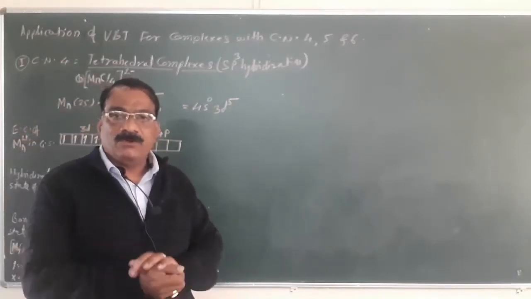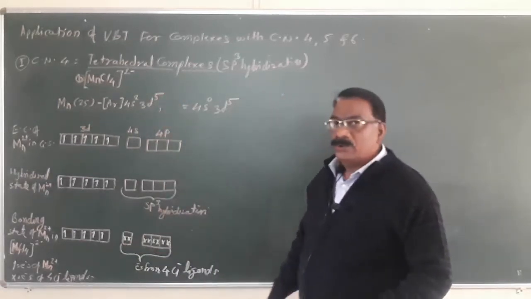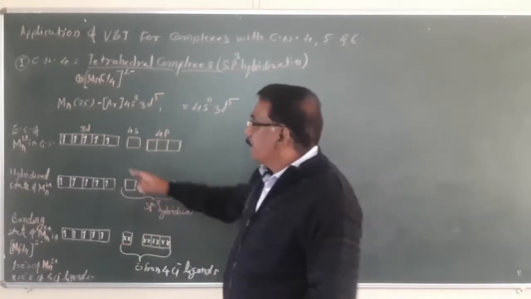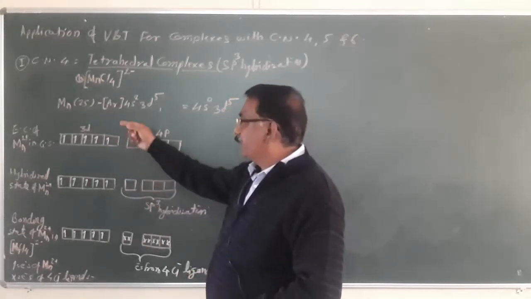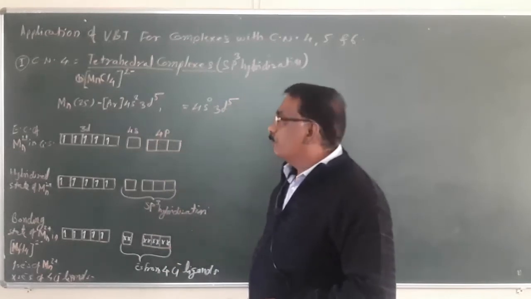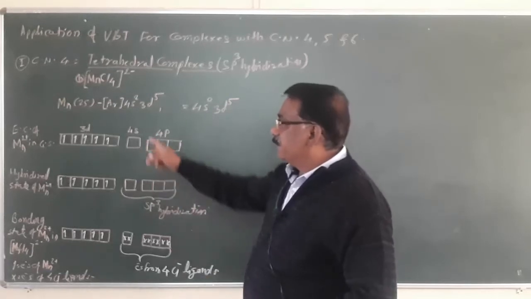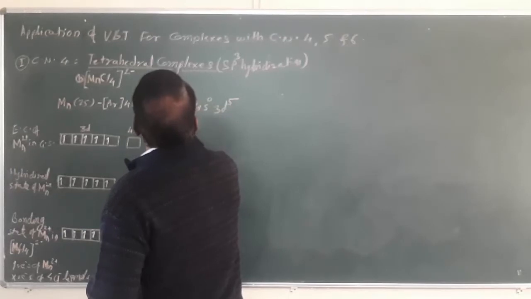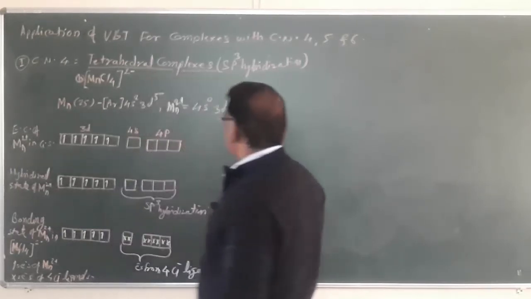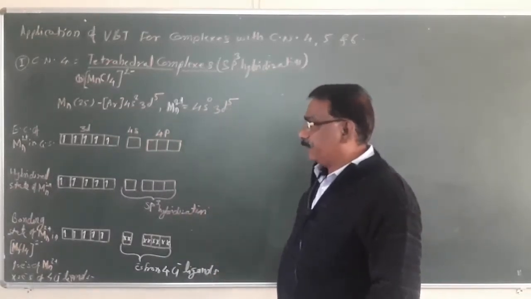See, the second example of tetrahedral complexes is MnCl4 2 minus. In this complex, Mn has atomic number 25, its electronic configuration is argon core completed, 4s2 3d5. When we consider its oxidation state, here Mn shows Mn2 plus oxidation state. Then its electronic configuration is 4s0 and 3d5.